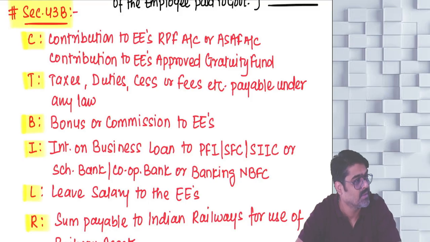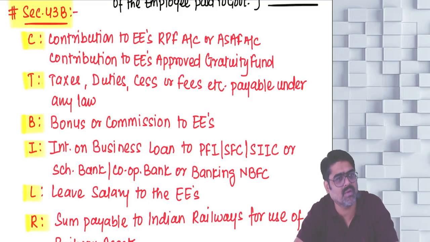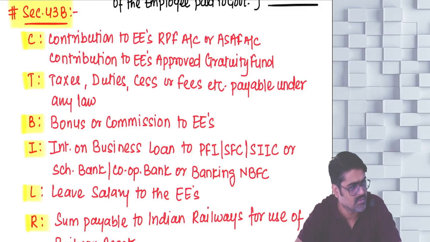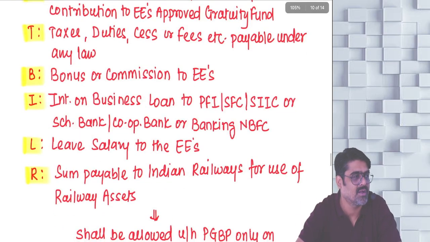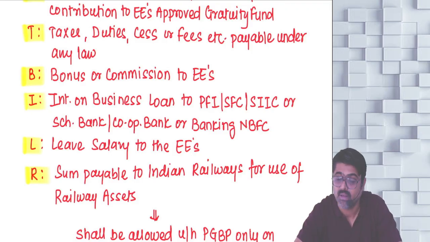Yes or no? So is it your business expense? Yes. T for taxes. Is it your business expense? Yes. Will it be allowed as a deduction? Yes. Subject to 43B. B for bonus or commission. Do you remember 36 subsection 1 clause 2? Bonus or commission came. So if you are giving bonus or commission to your employees, even that will be treated as your business expense, 36(1)(2). But even that will be allowed subject to 43B.